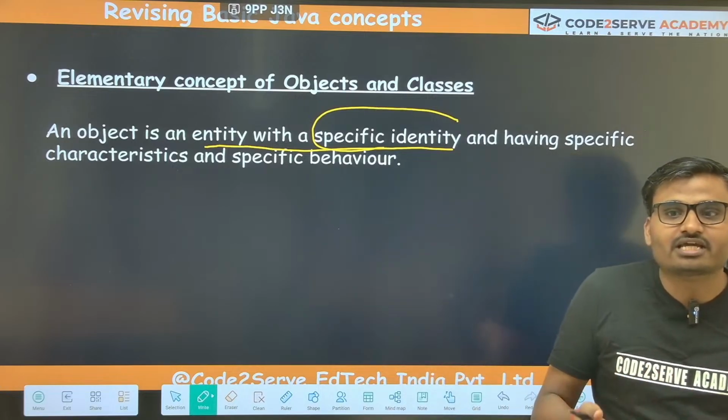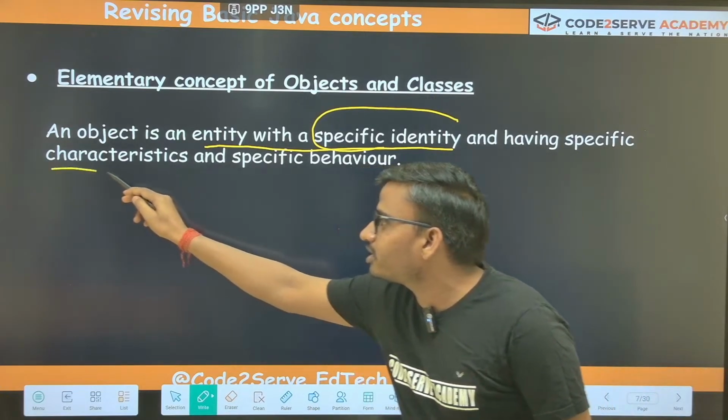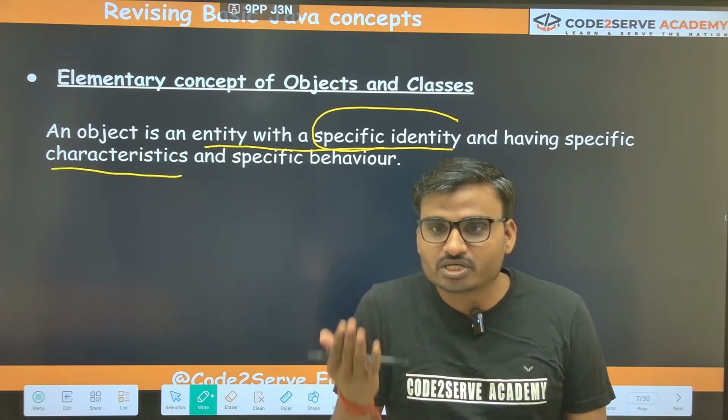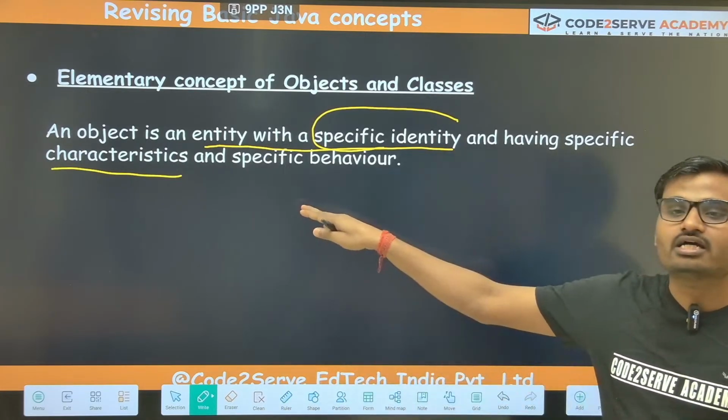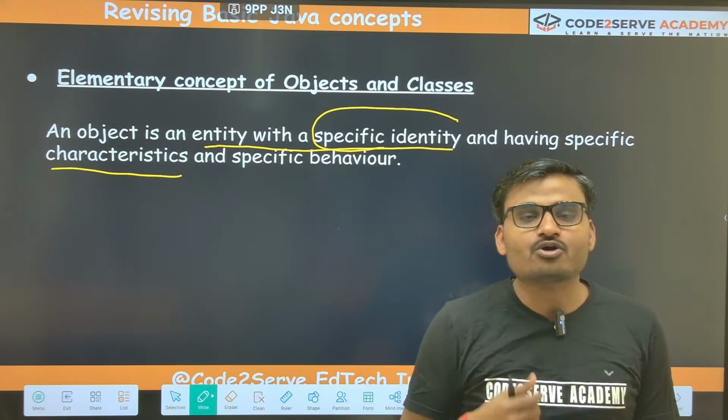That is a character, meaning characteristics. I'm talking about the characteristics. Okay, so here I'm talking about the characteristics, means what your character is, what your thinking is, what your personality is. All this will come under characteristics. Okay, and next is the behavior. Behavior means how you behave.